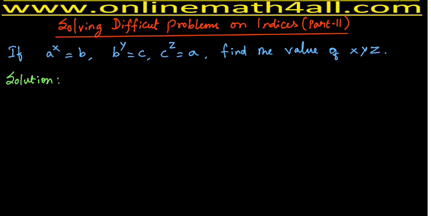This video is about solving difficult problems on indices, part 2. Here we are going to see how to solve problems on indices. Here we have a question on the board: a to the power x is equal to b, b to the power y is equal to c, c to the power z is equal to a, and we have to find the value of x times y times z.